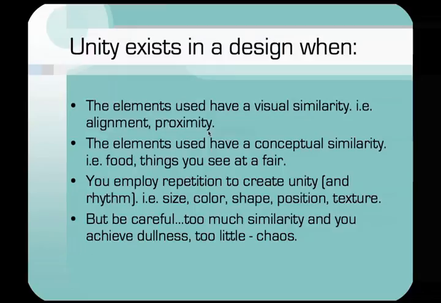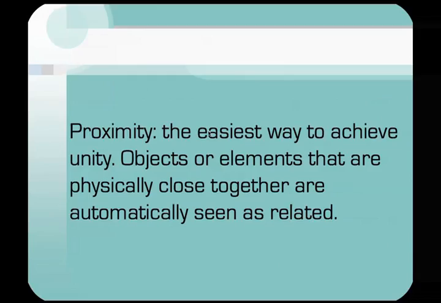But you have to be careful with these. You have to be careful with all of these different elements or tools you can use to create unity. Because if you use too much, your design can become somewhat dull. If you use too little, it can be chaotic. Now, as far as creating unity in your design, proximity is the easiest way to achieve this unity. Objects or elements that are physically close together are automatically seen as related.